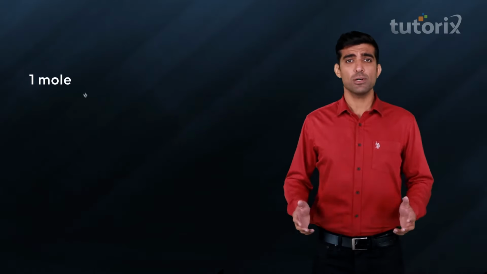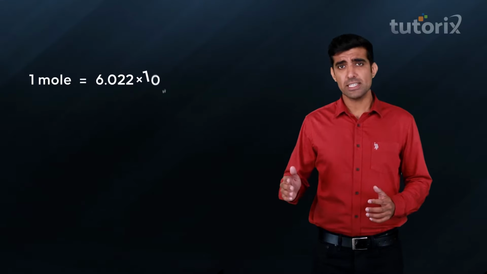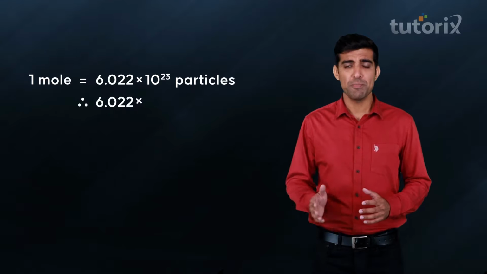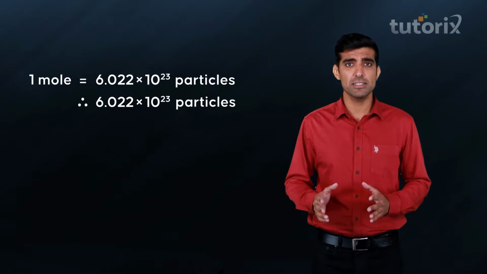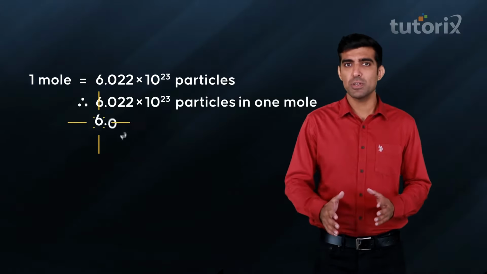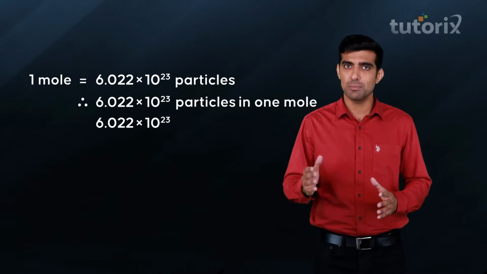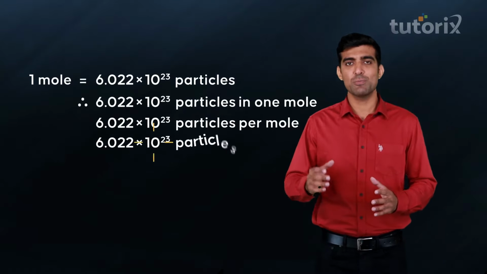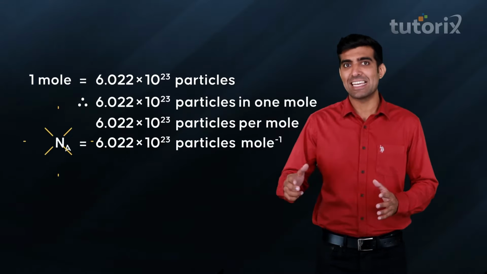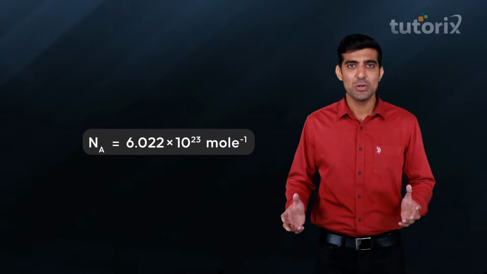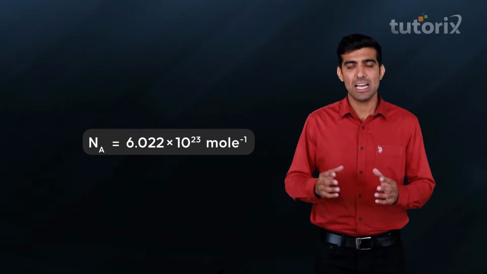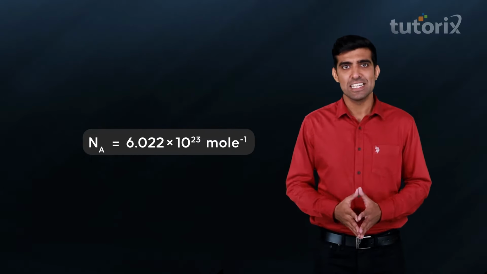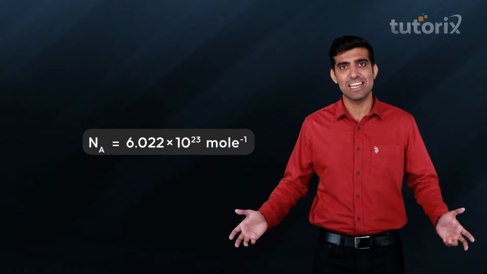Since 1 mole comprises 6.022 into 10 raised to the power 23 particles, we can say that there are 6.022 into 10 raised to the power 23 particles in 1 mole, or 6.022 into 10 raised to the power 23 particles per mole, or 6.022 into 10 raised to the power 23 particles in Na. Do you understand now why this number is so important? Why Avogadro emphasized so much on this number? Well, one of the reasons is that I don't have to say this number again and again.